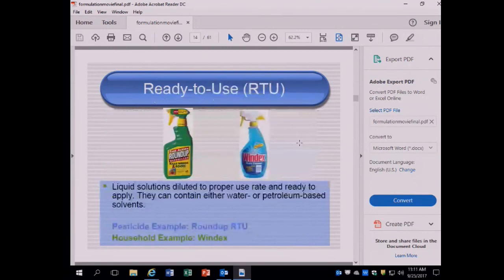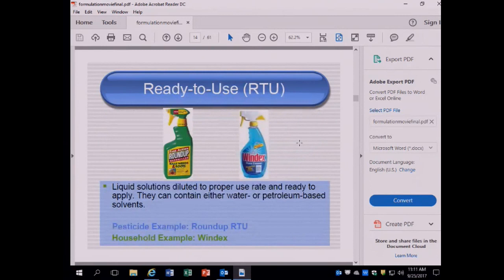The RTU, or ready to use materials, and I know all of you have seen these and most of you probably used them, but they're liquid solutions diluted to the proper rate and ready to apply. Would Roundup be considered one of them? Roundup is one, and that's listed here.